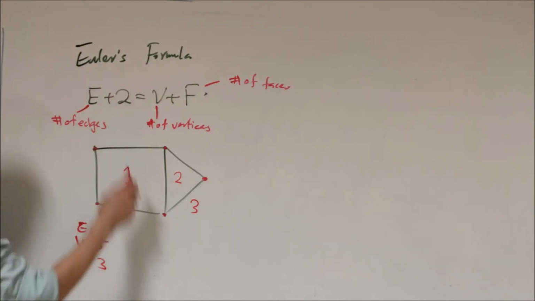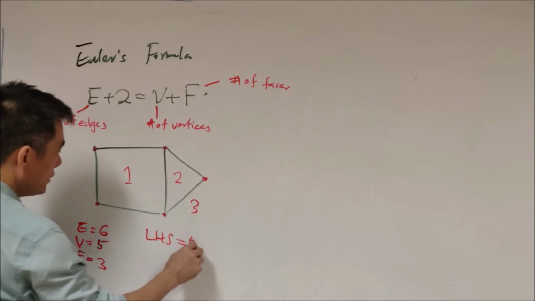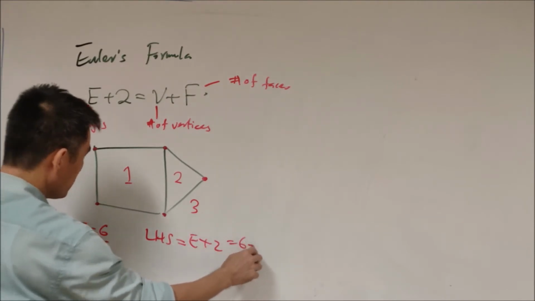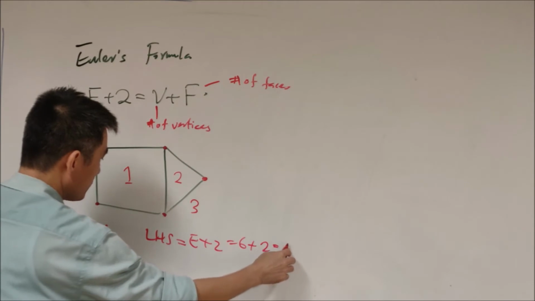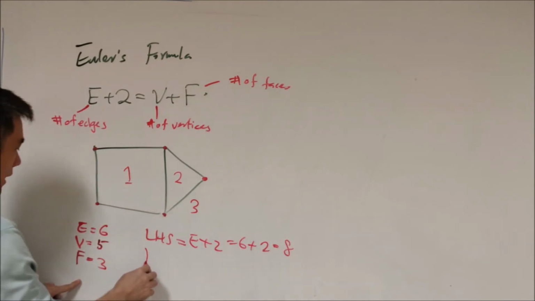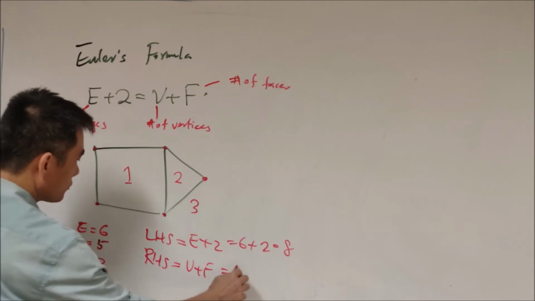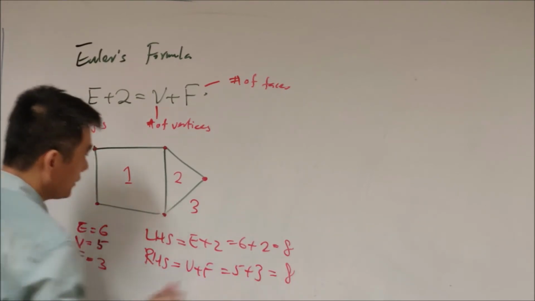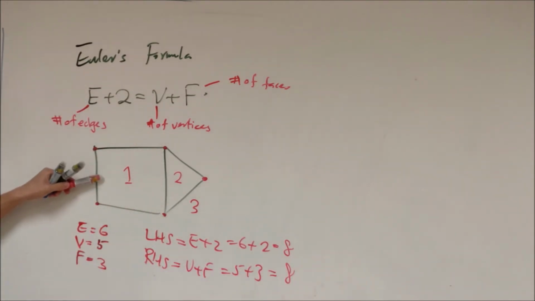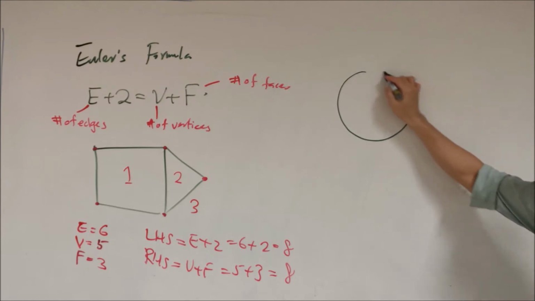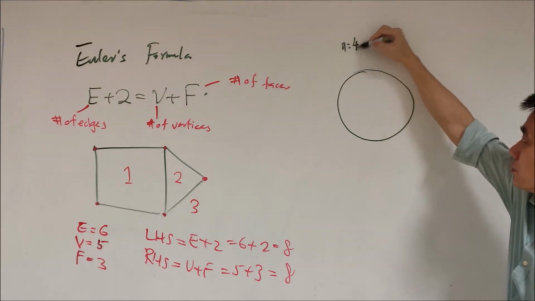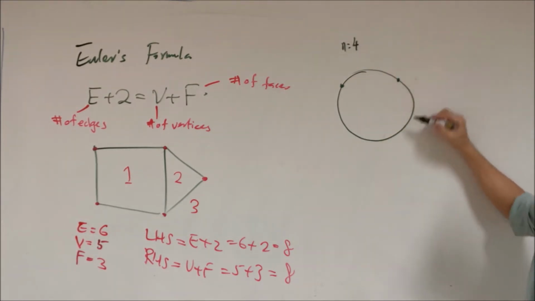So when we substitute, the left hand side is E plus 2, which equals 6 plus 2, that is equal to 8. And the right hand side is V plus F, which equals 5 plus 3, and is equal to 8. This is only one example, but it can be proved that this is always true. So let's say in that case n equals 4. You have 4 points here.